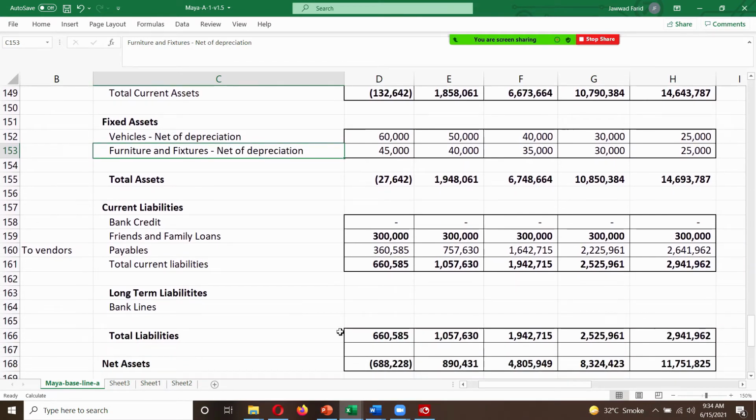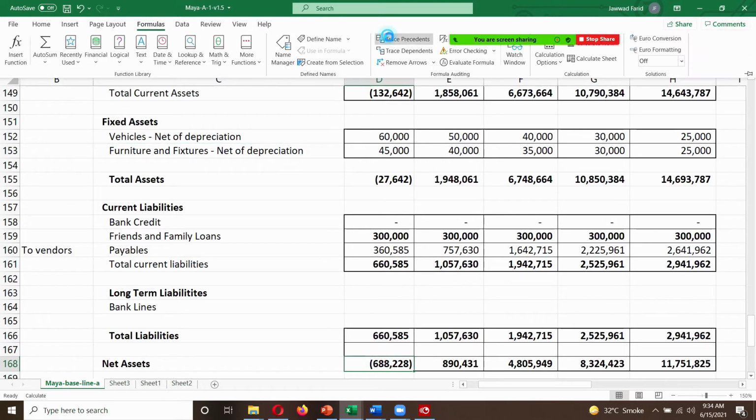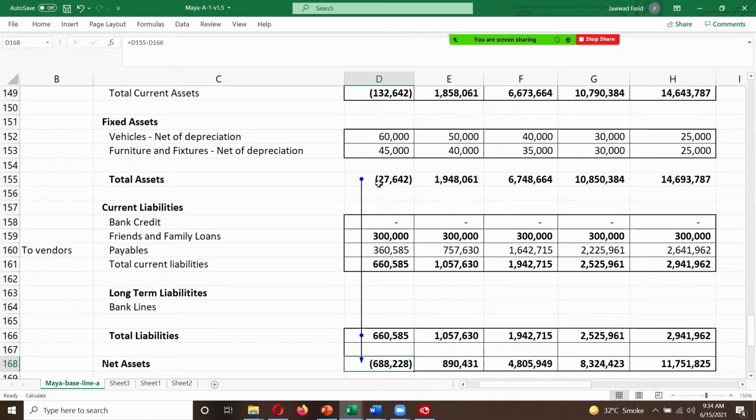Then you've got bank loans, your total liabilities, and then the difference, this number, net assets. This is a really important figure. This is what your business is worth. So you've got total assets of 27,000. You've got total liability of 66,000. There's a hole of 688,000 in your balance sheet.